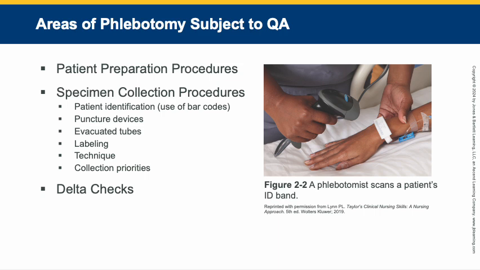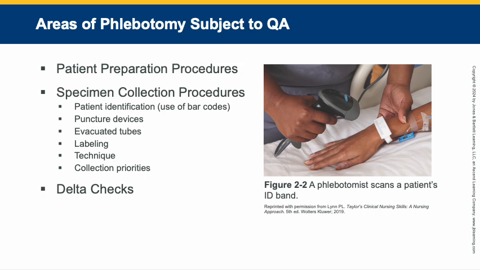Okay, areas of phlebotomy subject to quality assurance. The first is patient preparation procedures. Quality assurance in lab testing starts in the pre-analytical phase. Remember, this is before the specimen is even collected. So this is pre-analytical, this is you. To obtain a quality specimen, the patient must be properly prepared. So these are some specimen collection procedures that you have to do.